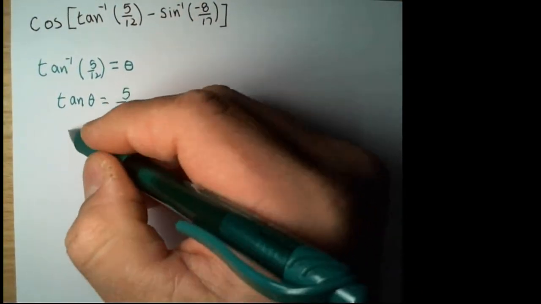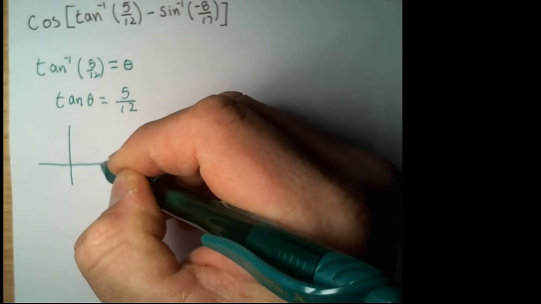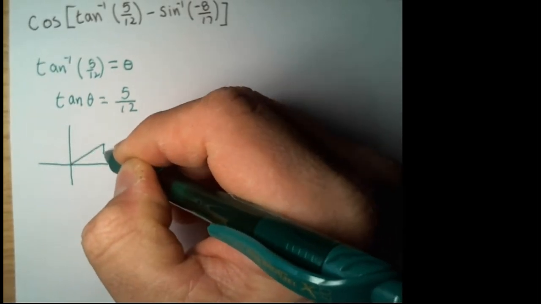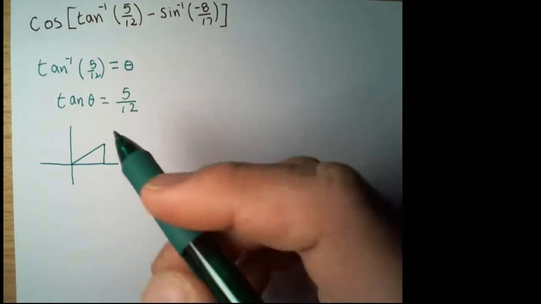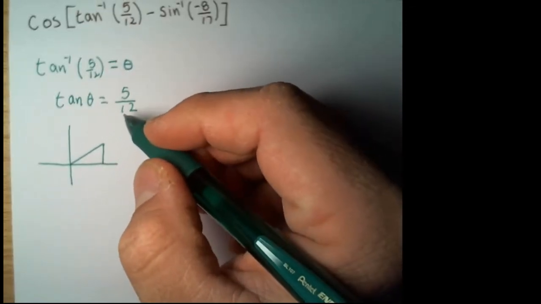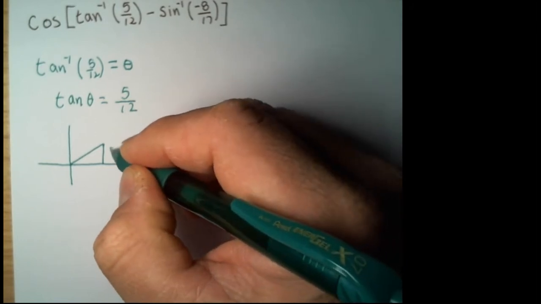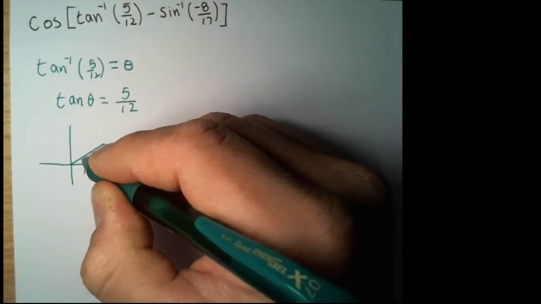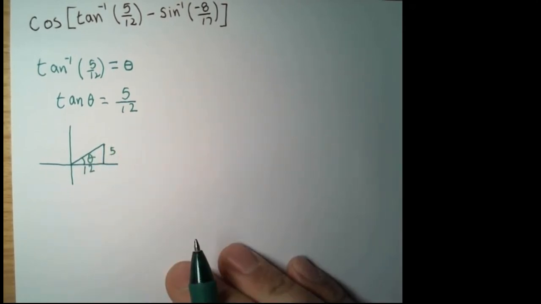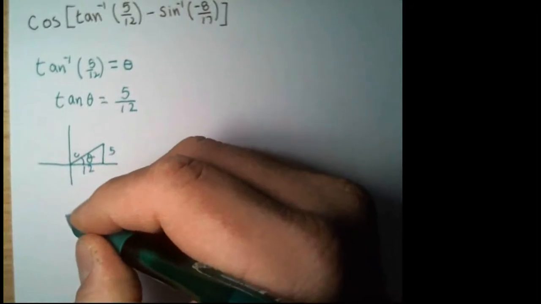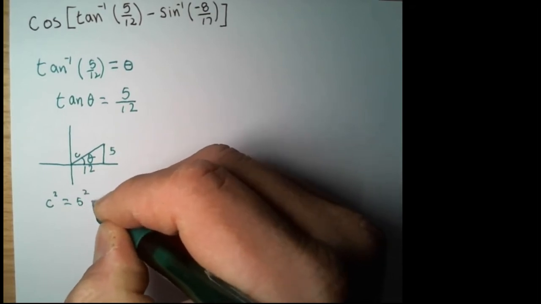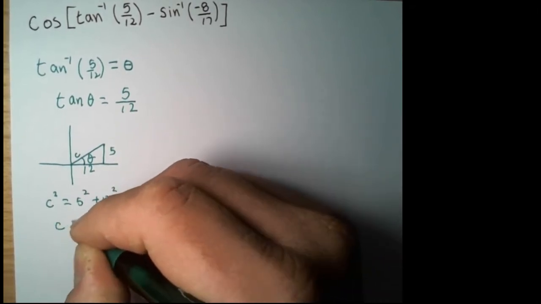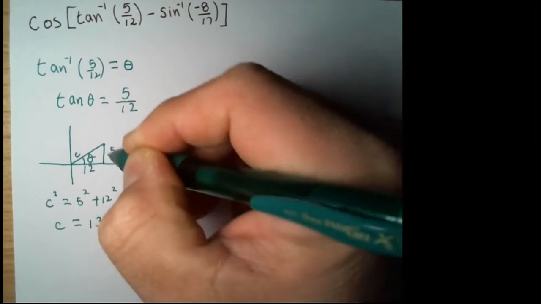Now, if we set up our triangle, it's in the first quadrant, so it's positive, and the domain of the inverse tangent is from negative pi over 2 to pi over 2. So the opposite is 5 and the adjacent is 12 for this angle theta. We can find side c using the Pythagorean identity: c squared is equal to 5 squared plus 12 squared. Simplifying, we get c is equal to 13.